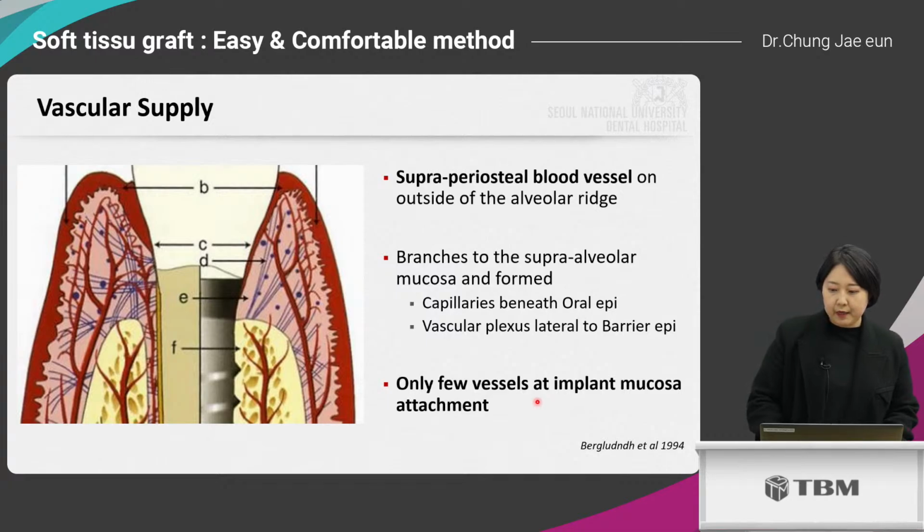Looking at the blood supply around the implant, blood flow is supplied only from the supraperiosteal blood vessels, unlike tooth. The tooth is also supplied with blood flow from the PDL side, and this forms a vascular plexus at the part where it becomes an attachment here. However, in the soft tissue around the implant, unlike natural tooth, it is difficult to observe the blood vessel in the mucosa attachment part of the implant. So it is obvious that implant has less blood supply than natural tooth.